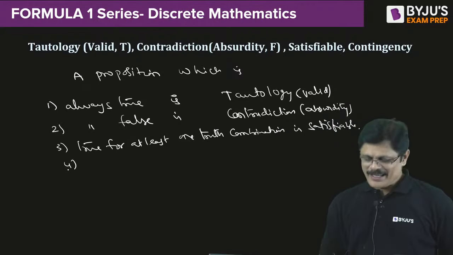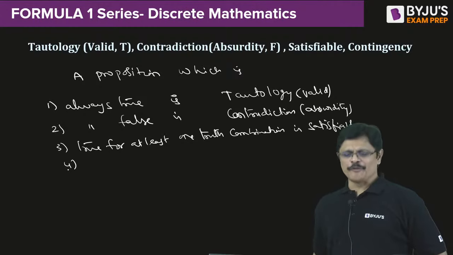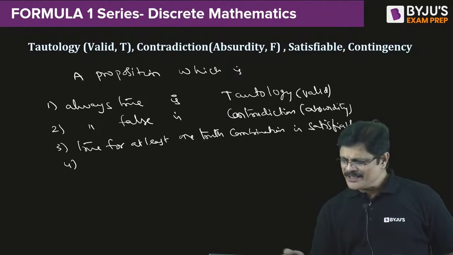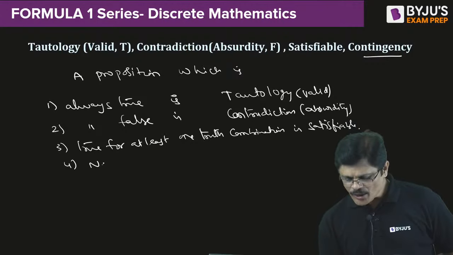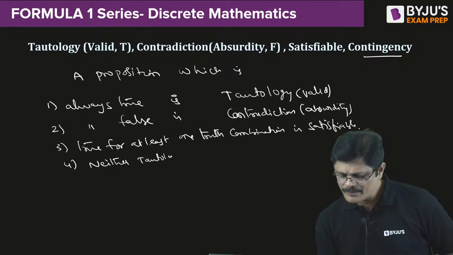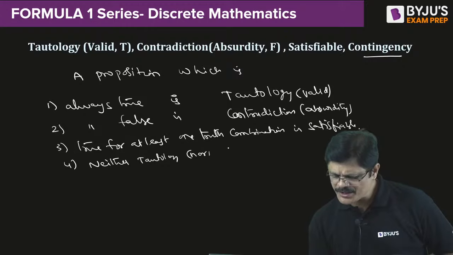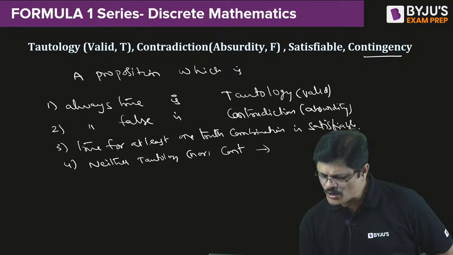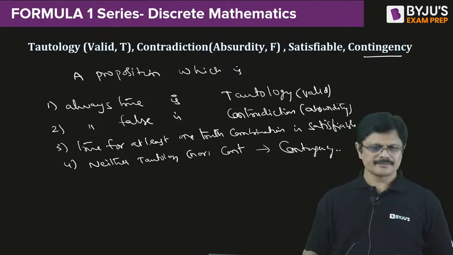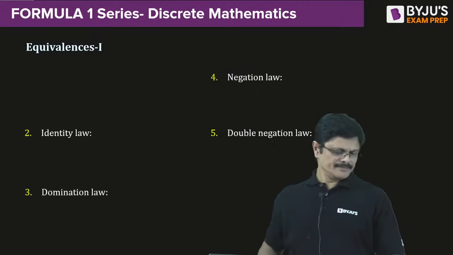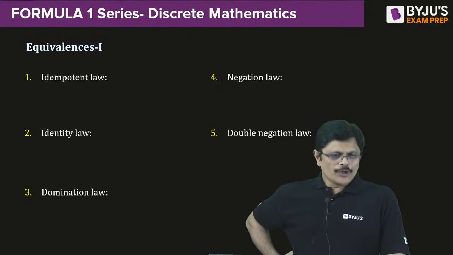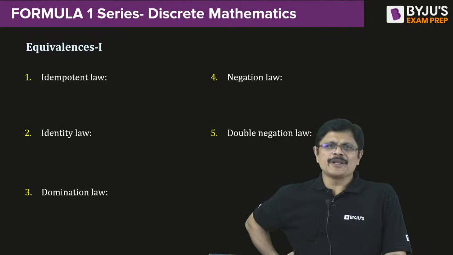Next one: a proposition which is true for at least one truth combination is satisfiable, and a proposition which is neither a tautology nor a contradiction is called a contingency. So now we understood the basic ideas.